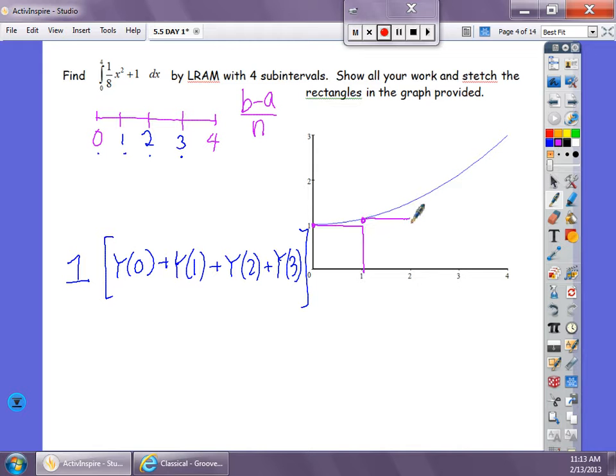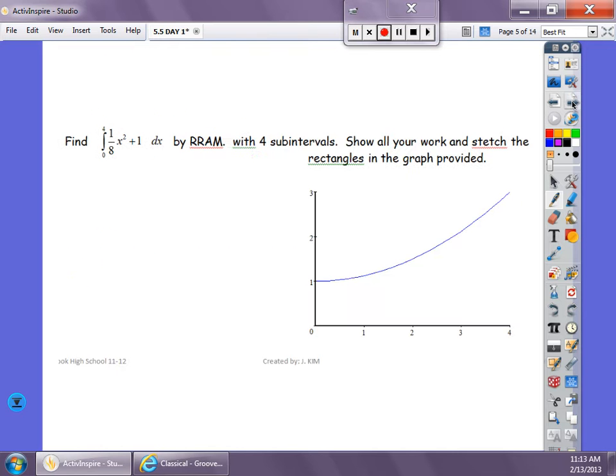I would say that most of you had trouble doing inscribed and circumscribed, inside and outside, or M's, middles. Okay, so there's my LRAM. Then I asked you to do your RRAM. Same concept. We already know the common width. Common width was 1. And then same thing. I'm using the values 0, 1, 2, 3, 4. If you're doing a right side, then you're going to skip the 0, and you'll do 4 of them to the right. 1, 2, 3, 4.